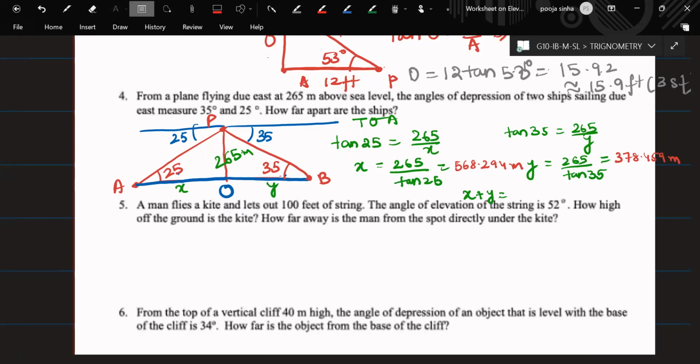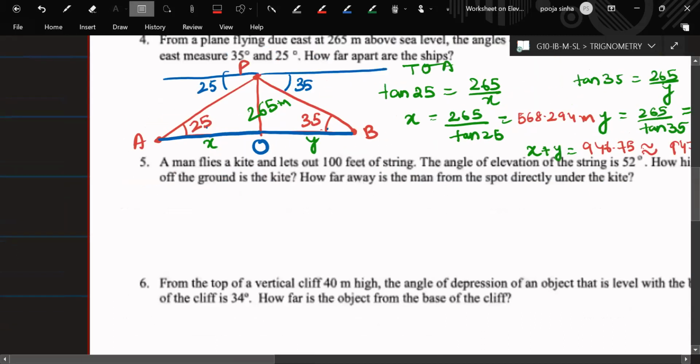Miss, it's 946.753. 3 significant figures would become 947 meters. That's 3SF, right? Okay. Yes.